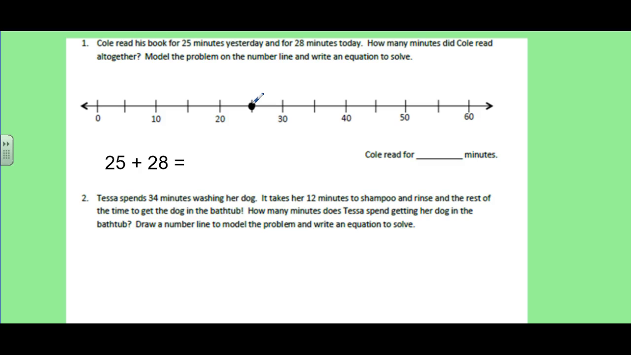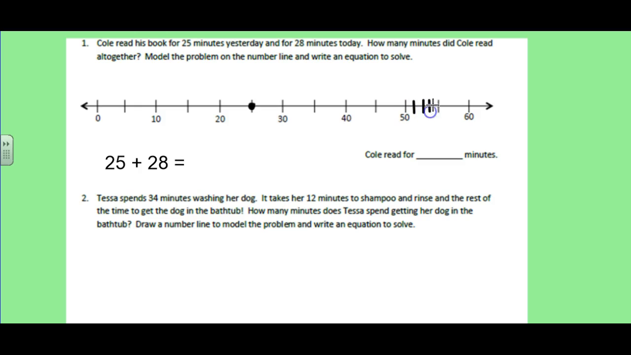So on your piece of paper, we're just going to start skip counting by 5s on each one of these tick marks. So we've got 5, 10, 15, 20, 25. So we stopped at 50, so we need to draw some tick marks just like we did back whenever we were working with the number line.